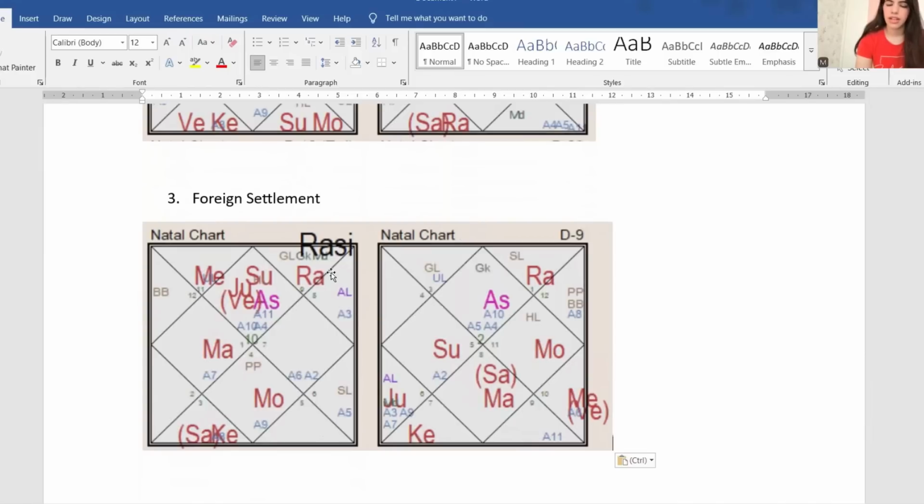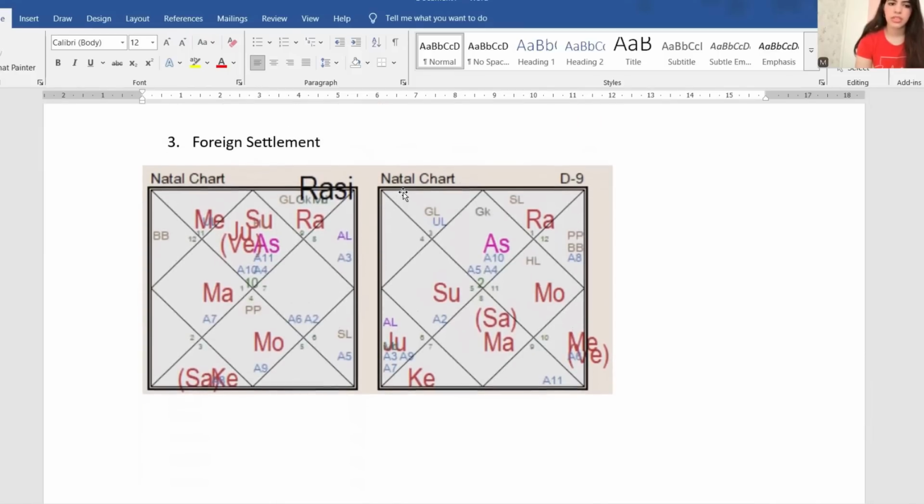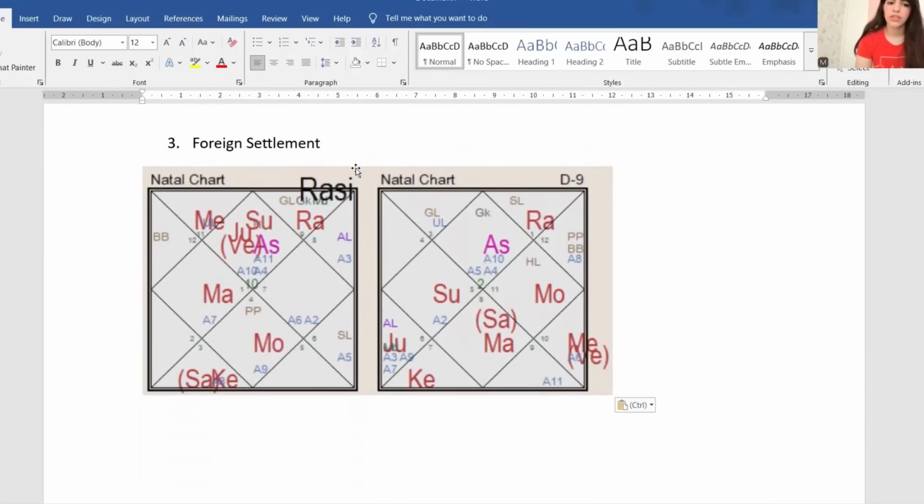And this is the last chart of foreign settlement. In this chart also we see that Rahu is there in the 12th house in both the charts, in the D1 as well as in the D9. And this becomes a very, very strong combination that the person can move to a foreign country.